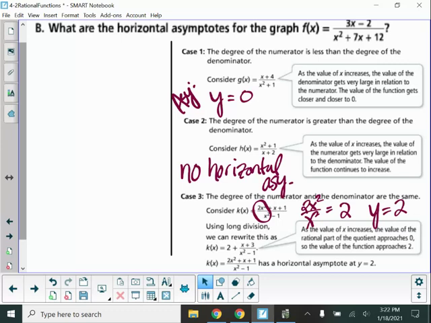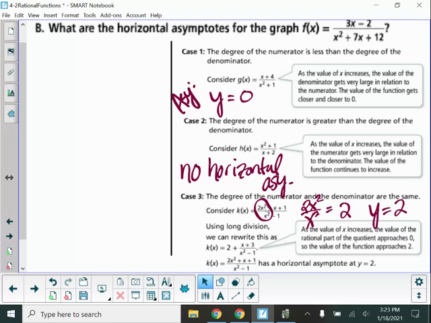Case 2, the degree of the numerator is greater than the degree of the denominator. For this one, we have an x squared on top and an x in the bottom. This has no horizontal asymptote. So if the top degree is bigger than the bottom, then there is no possible asymptote. For case 3, let me move this a little bit so you can actually see what's there. Case 3, the degree of the numerator and the denominator are the same.